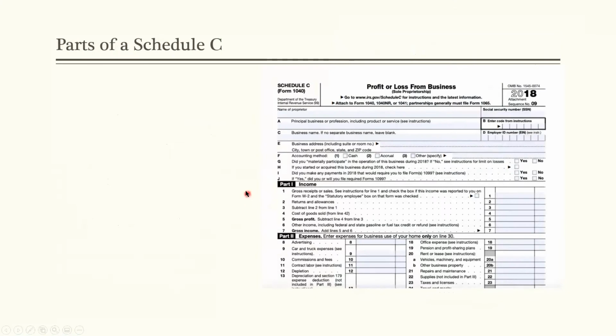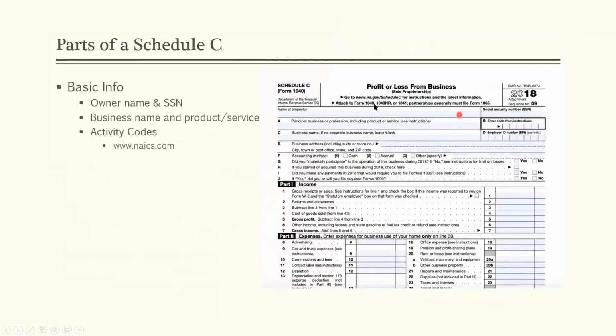So let's talk about the individual sections of a Schedule C. The first part here is just basic information, the name of the sole proprietor and their social security, the principal business or profession. So if you're a CPA, you would put CPA or accounting here. And then there's a code you have to select.